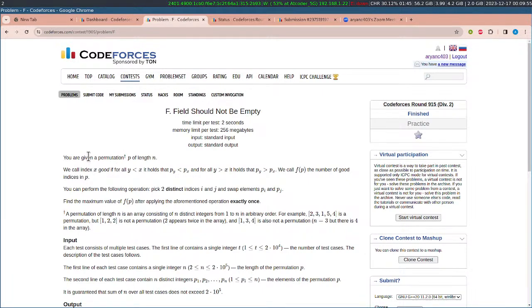We are again given a permutation of length n, and we call an index x good if for all y less than x, py is less than px holds, and for all y greater than x, it holds that py is greater than px. And we call f of p the number of good indexes in p. So we are given some definition of a good index, and we call the function f of p the number of good indexes in p.